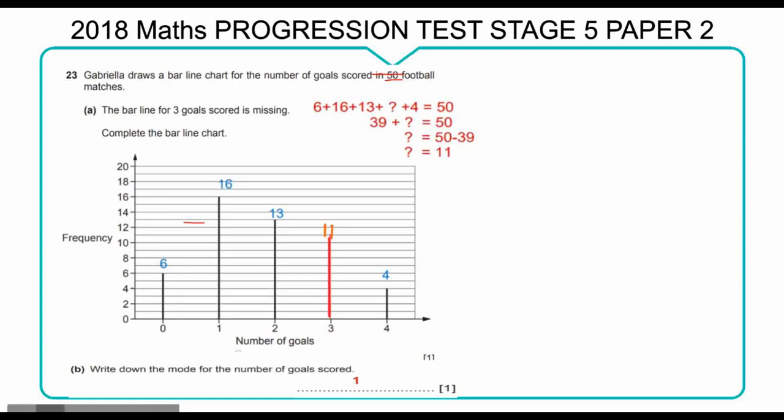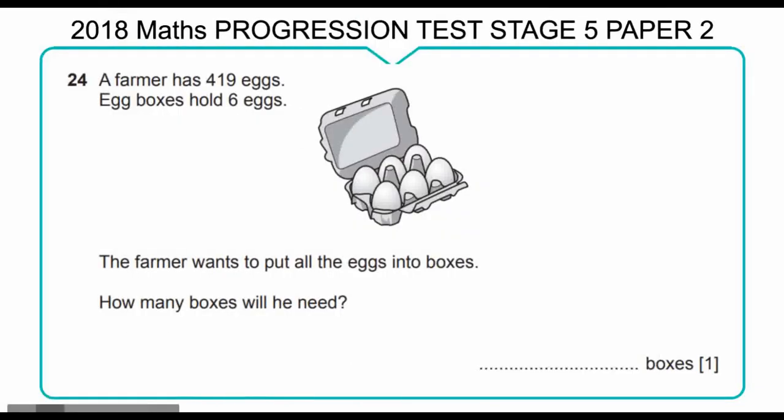Let's move on. Question 24. A farmer has 419 eggs. Egg boxes hold 6 eggs. The farmer wants to put all the eggs into boxes. How many boxes will he need? So let's check the answer.